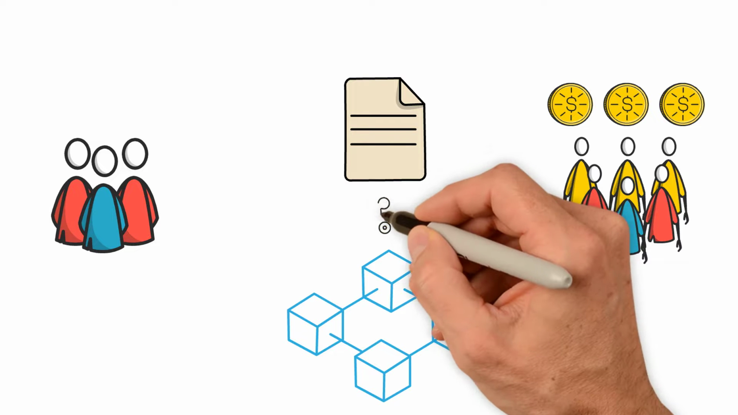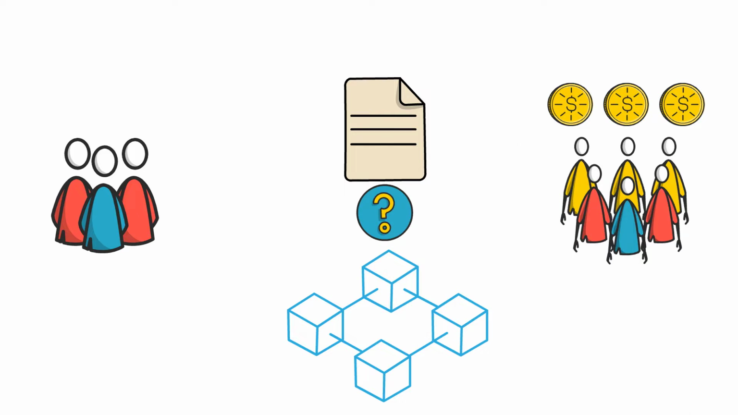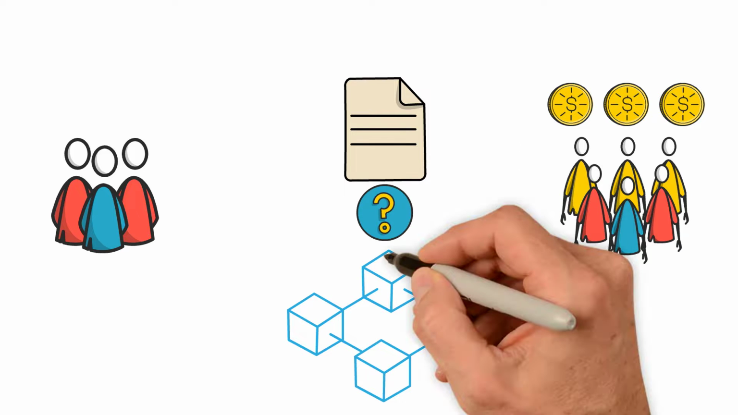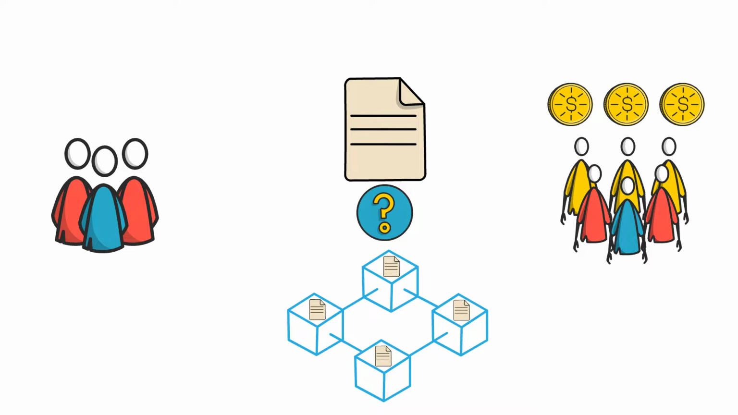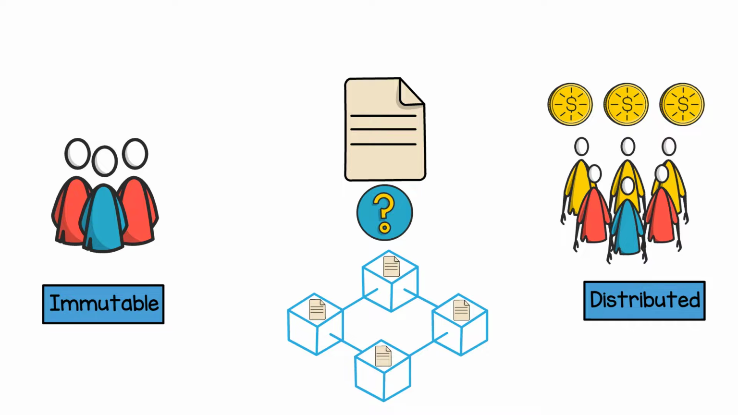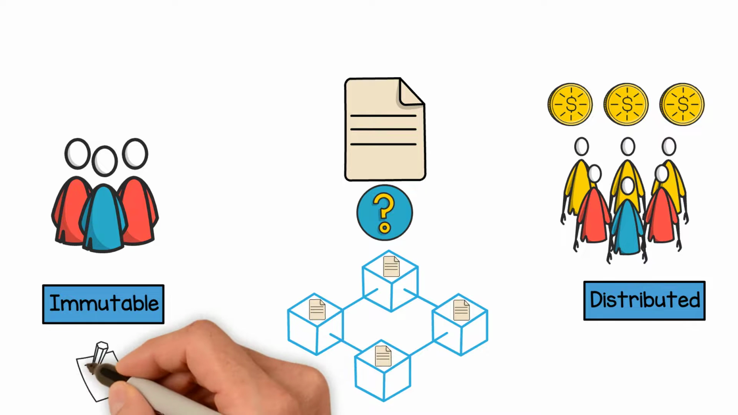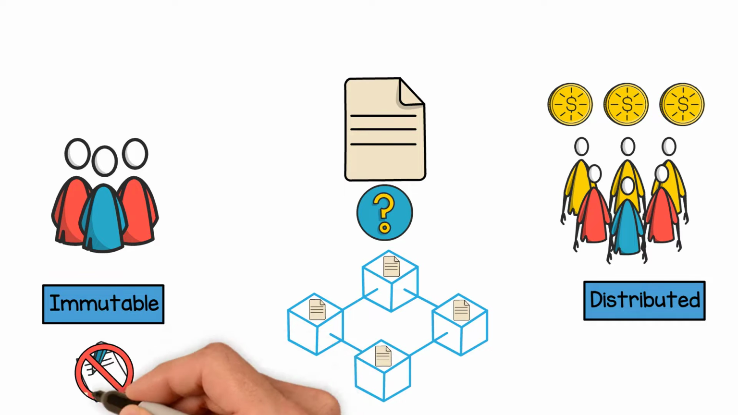But wait a minute. Why should we trust a smart contract? Well, because smart contracts are stored on a blockchain, they inherit some interesting properties. They are immutable and they are distributed. Being immutable means that once a smart contract is created, it can never be changed again. So no one can go behind your back and tamper with the code of your contract.